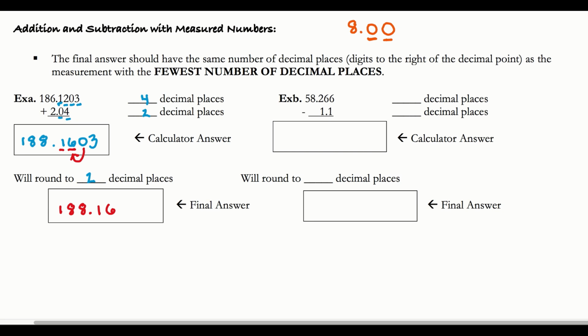For example B, I'm subtracting, so again, fewest number of decimal places. 58.266 minus 1.1, an unrounded value is going to be 57.166. Now I'm going to count decimal places. 58.266 has 1, 2, 3 decimal places. 1.1 has 1 decimal place, which means my final answer should only have 1 decimal place. So I just want to keep this 1. However, that 6 is going to round the 1 up, so my answer is going to be 57.2.